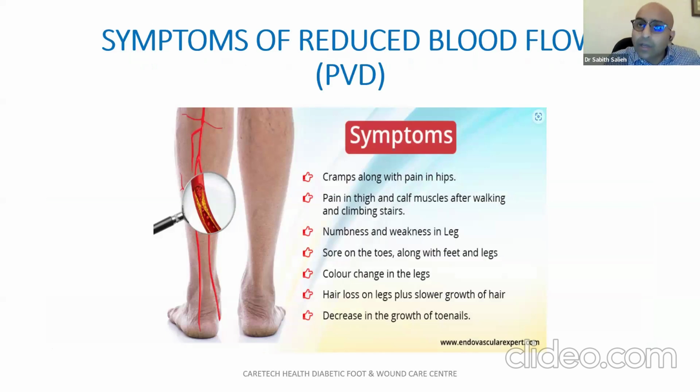Color changes to the skin, hair loss as well is a sign that we do see, shiny skin appearances, and changes to the nails. But you have to remember, when someone has significant peripheral neuropathy, even the intermittent claudication symptoms sometimes could be masked. So that's something we need to always keep in mind, right?